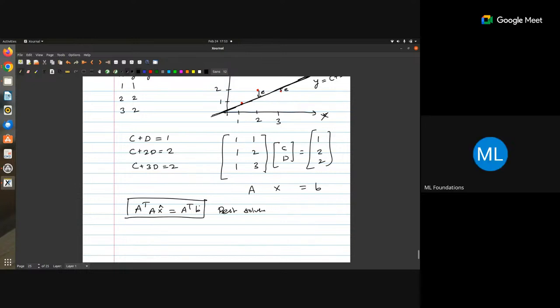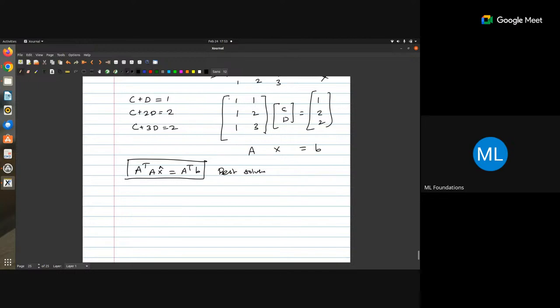So this is the best solution we'll have, right? After that, I can find X hat as what? A transpose A inverse, into A transpose B. Is it correct? This is because we have a system of matrices; these are not vectors, these are matrices.